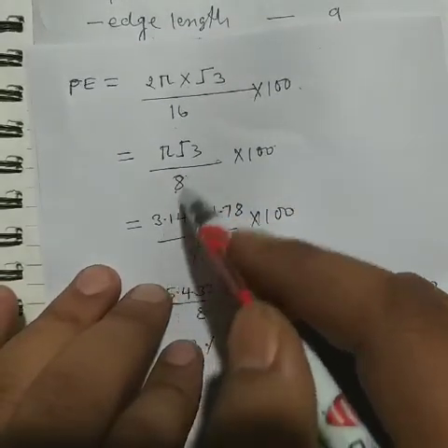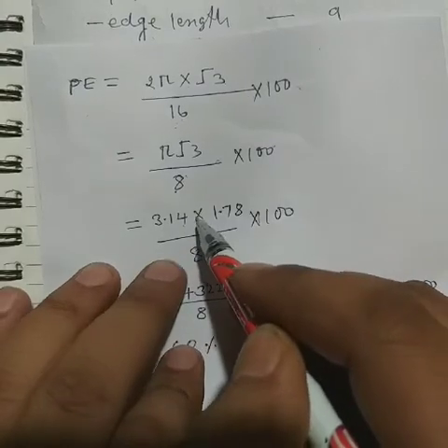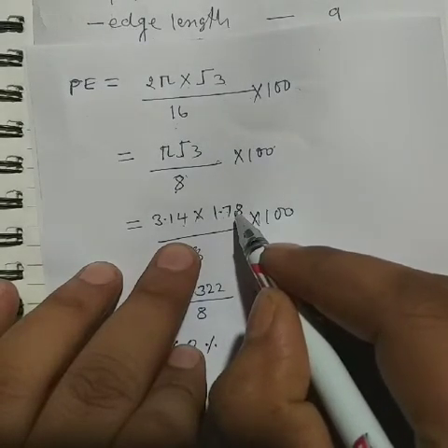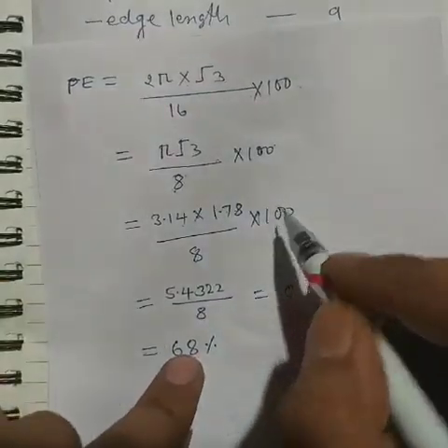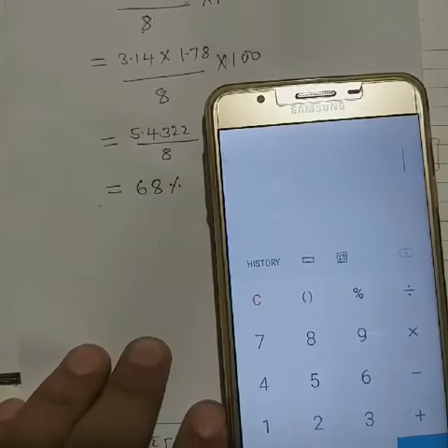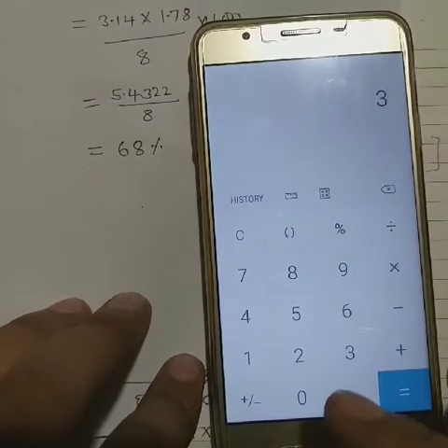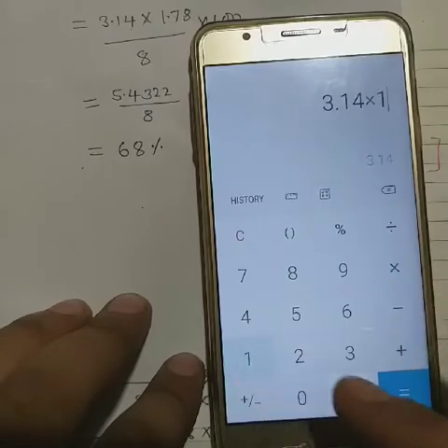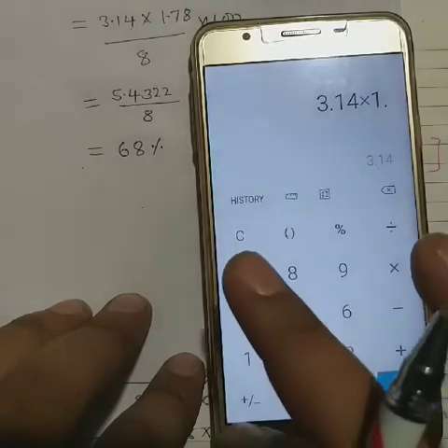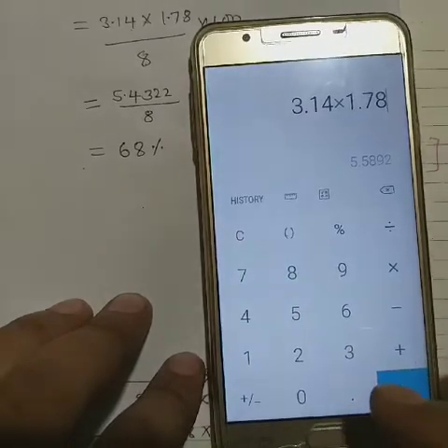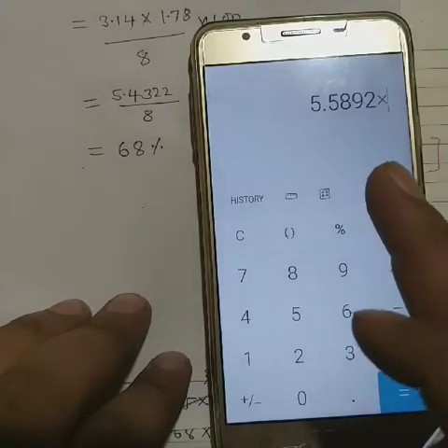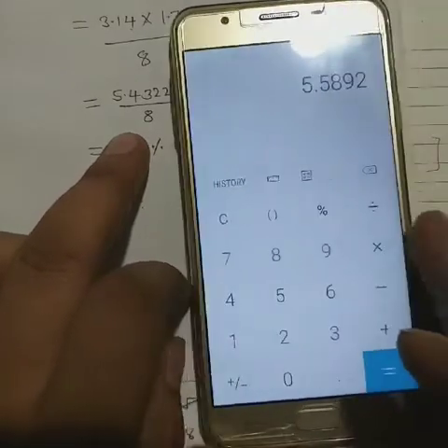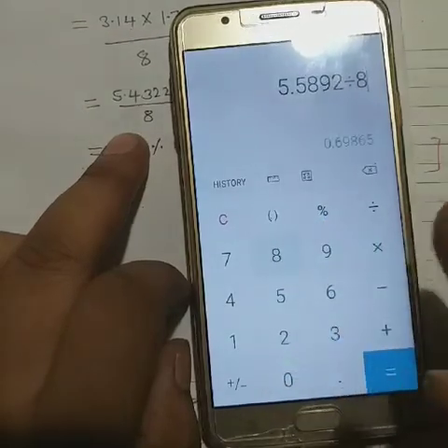Now we put the pi value, that means 3.14 into the value of under root 3, here it is 1.73, upon 8 into 100. Now look here, students: 3.14 into 1.73, how much? 5 point something. Then divide by 8, how much?